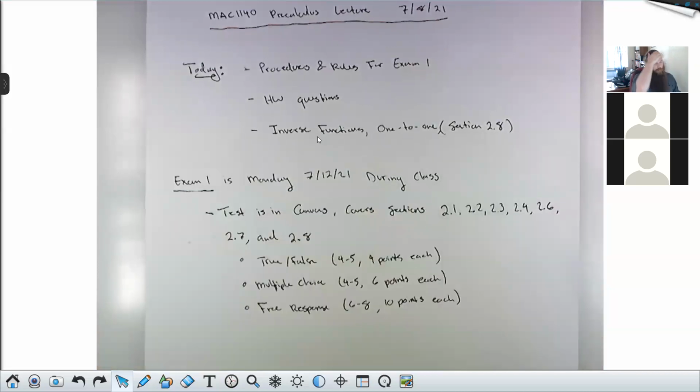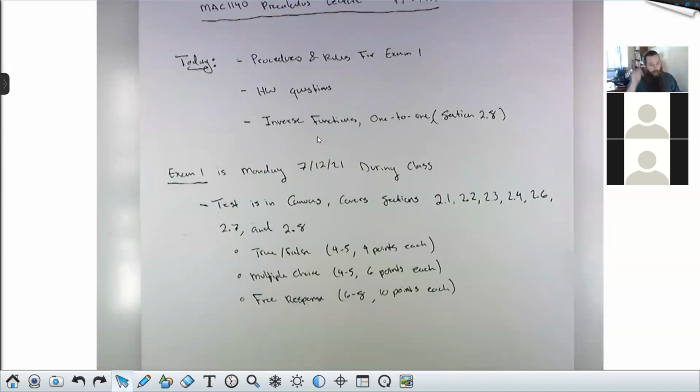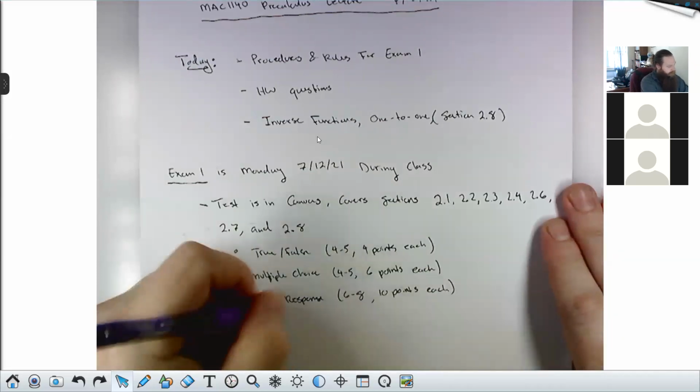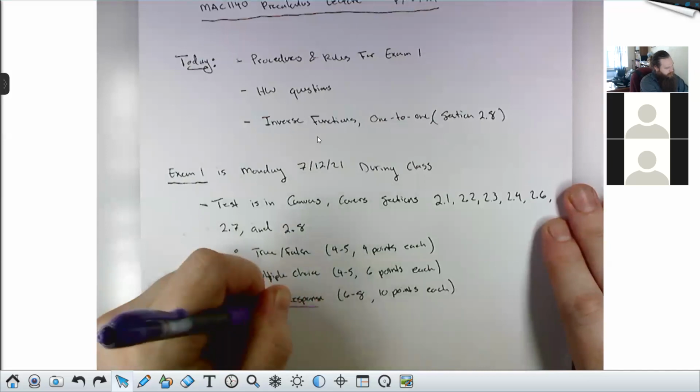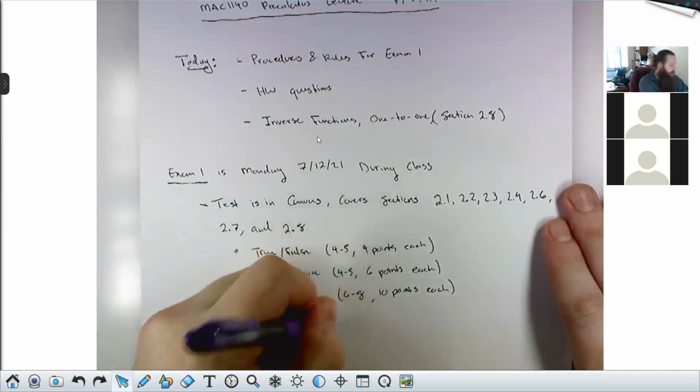The way the free response questions work, obviously you'll solve the problem. You'll write out your solution on your paper as you solve the problem. Then in Canvas, you'll type your final answer, just your final answer. These you solve on paper.